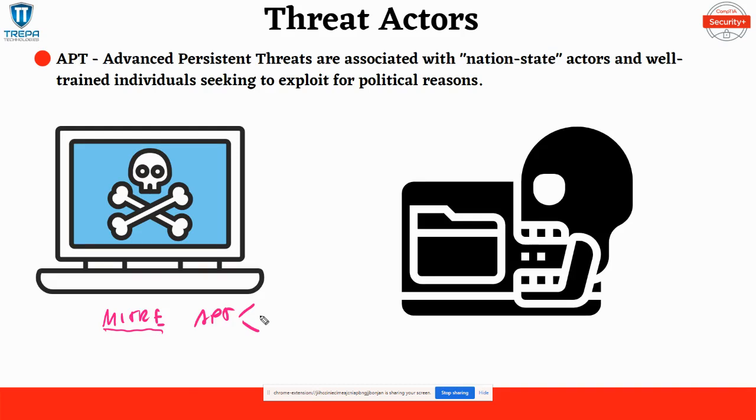But for the Security Plus exam, we don't deep dive too much into it. Just know that an APT will exist on the network for a long time. They're highly trained, and they're backed by a government or nation state.